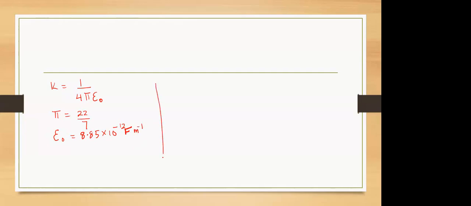Now, in order for you to find what your K is, I say K is equal to 1 out of 4 pi epsilon naught. Where there is epsilon naught, I'll put this. So I'll have 1 out of 4 times pi, which is 22 out of 7, then times epsilon naught, which is 8.85 times 10 power negative 12. So that is your K. Can you press on your calculators and tell me what you got for your value of K? Those who have calculators, when you press, what do you have?